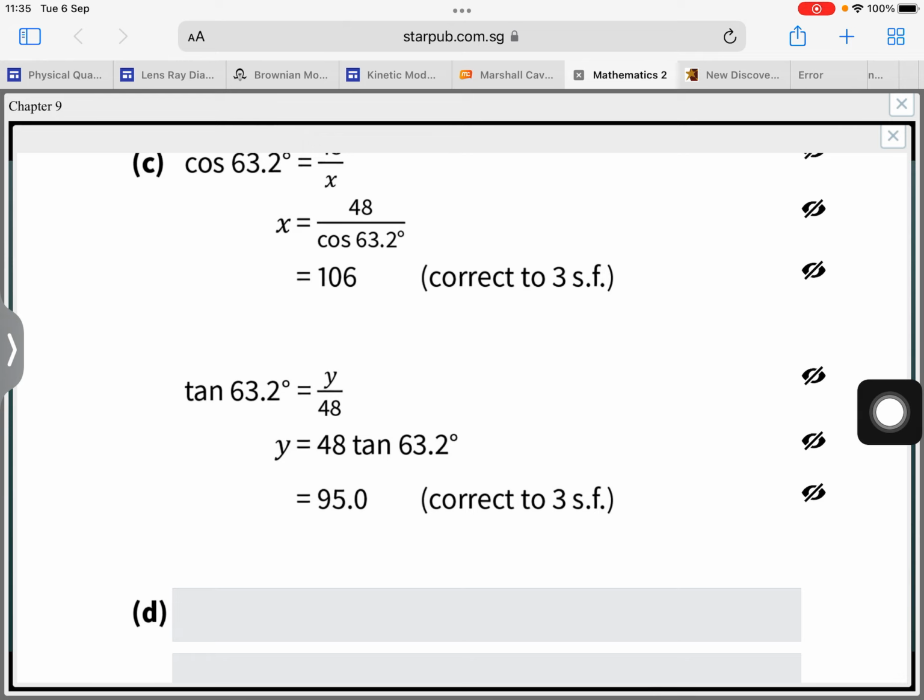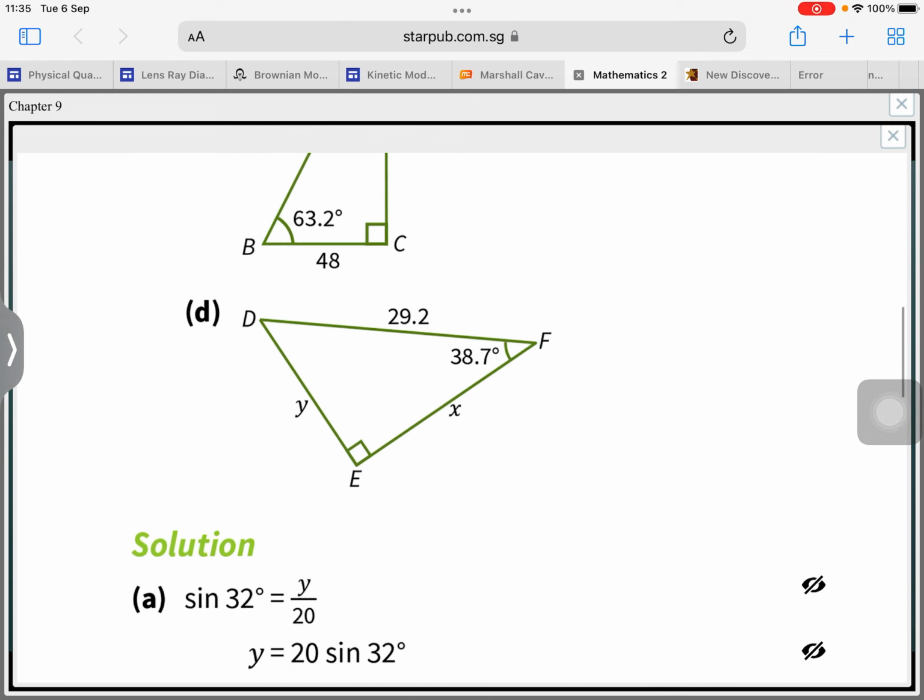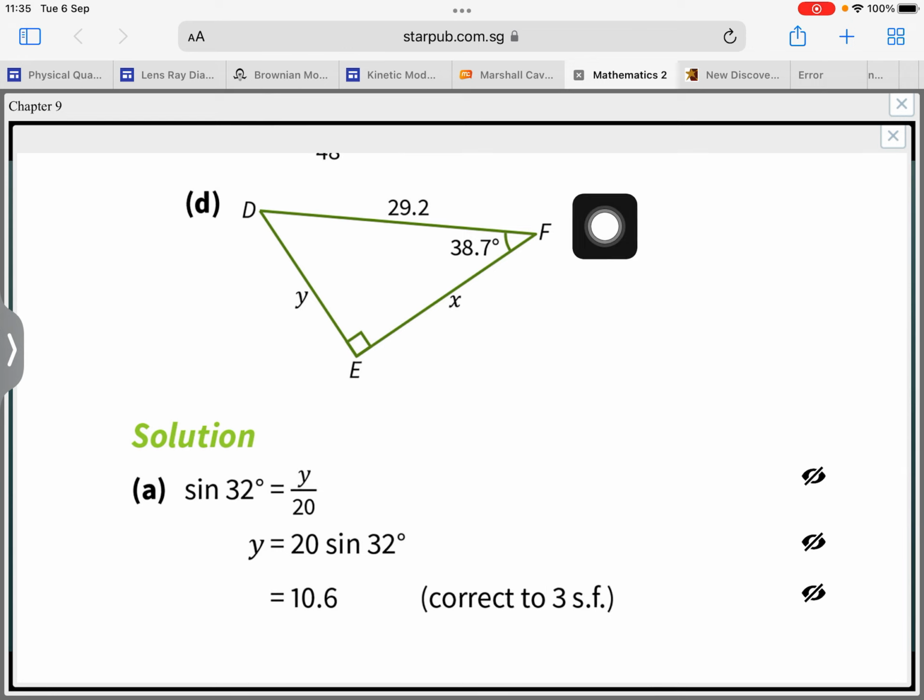Okay, last but not least, part D. This is part D. I have triangle DEF. This is my angle. I'm looking at X. So which trigo ratio should I use? Based on this angle, X is considered adjacent. The known side is my hypotenuse.